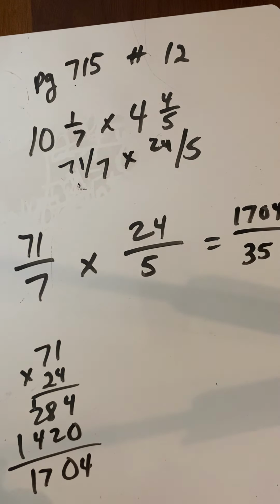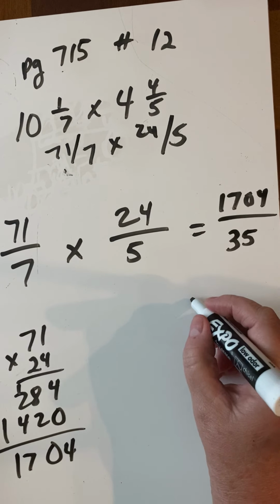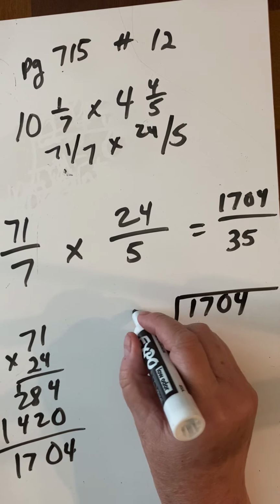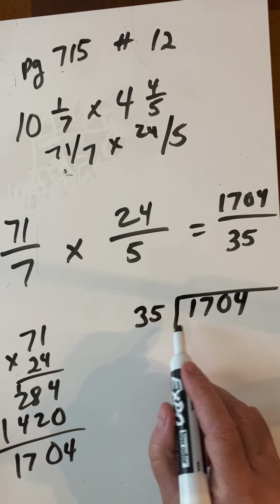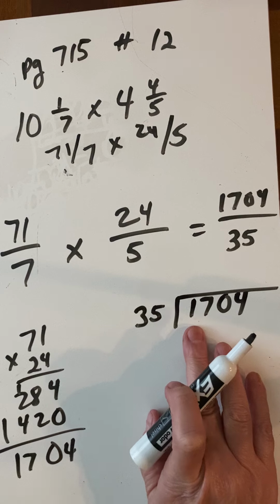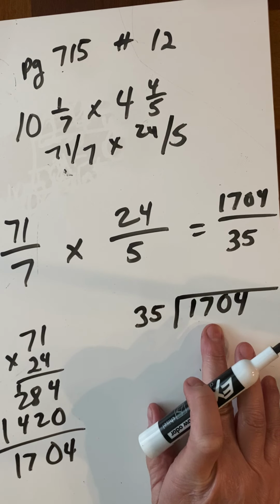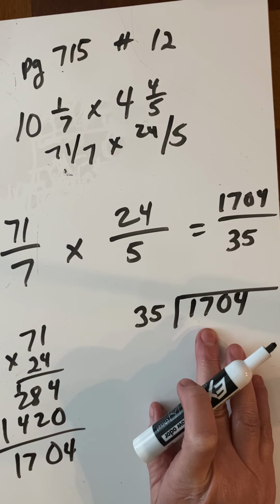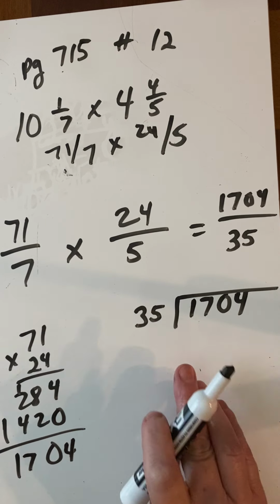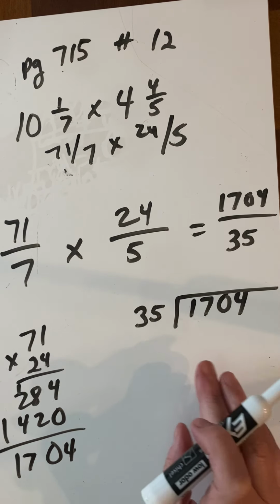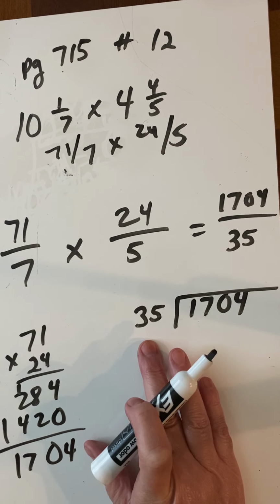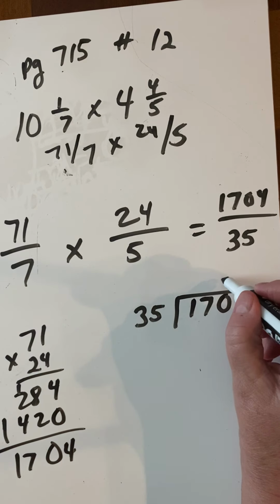So now I've got to do the division here. I've got to take 1,704 divided by 35. And so when I look at this, 35 doesn't go into 17, but it does go into 170. Let me see, 35 is close to 30. So that'd be 30, 60, 90, 120, 150. So probably maybe 5 times, because 6 times 30 would be 180. So I bet it's just 5 times.